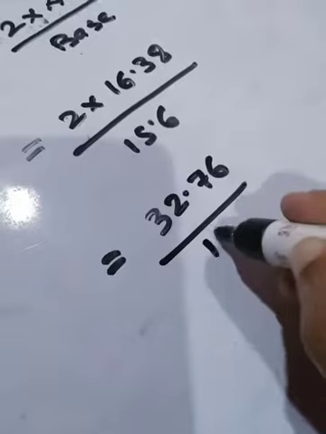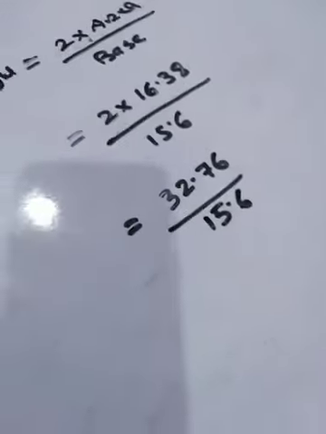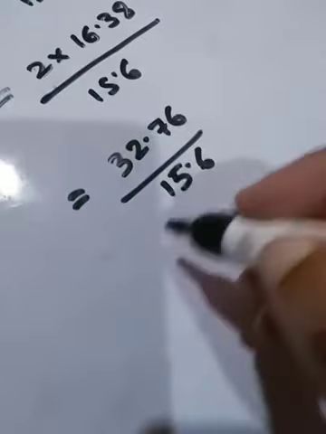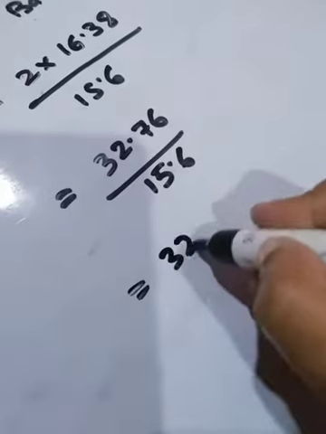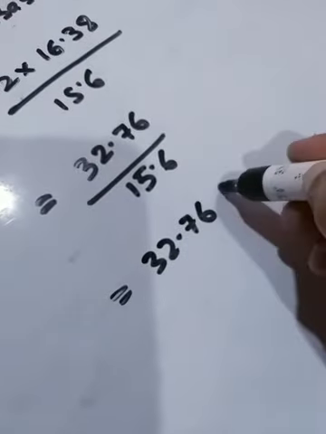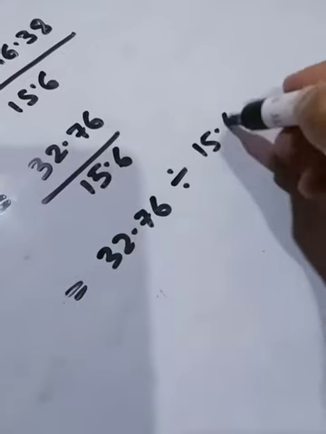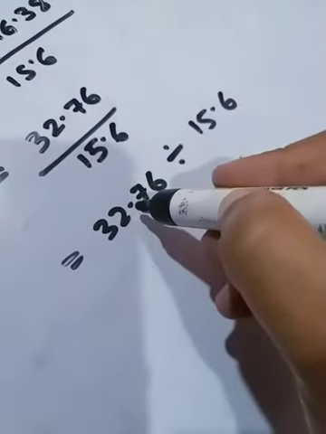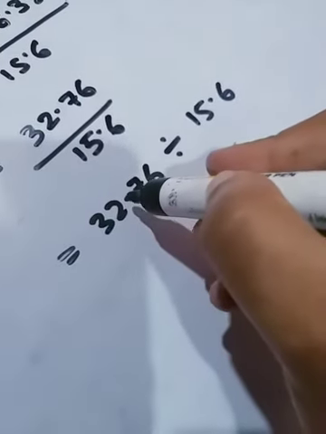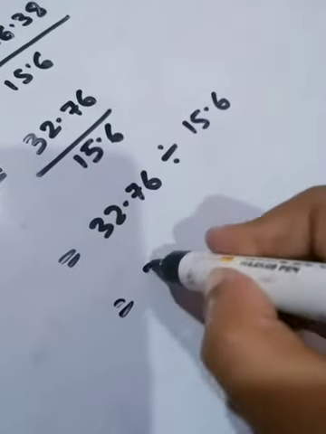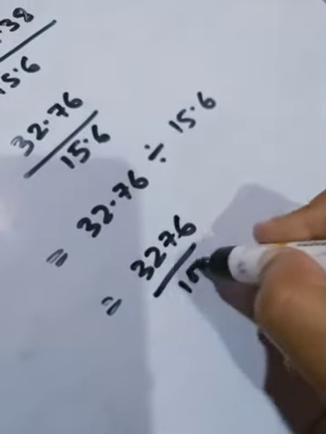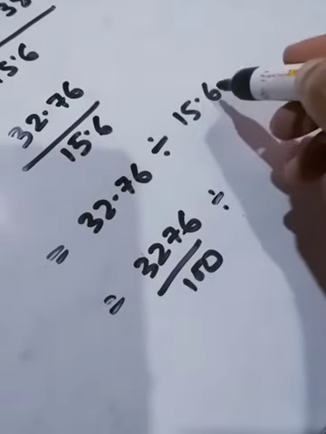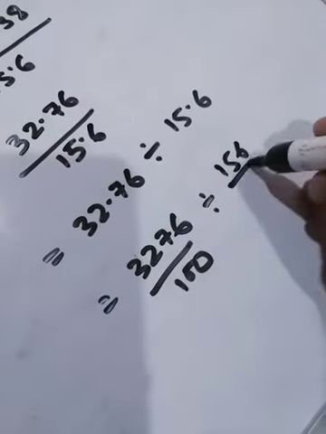So the answer is 32.76 upon 15.6. Now if some of the students find this process a little bit tough, converting the decimal into the fractional form, let me show you another way. This division can be written in this format also. Now you convert the decimal into the fractional form. Now after decimal, how many digits are there? 2. So we can write in this format, we have to divide it by 100. And this decimal is carrying 1 digit after the decimal, so we have to divide it by 10.